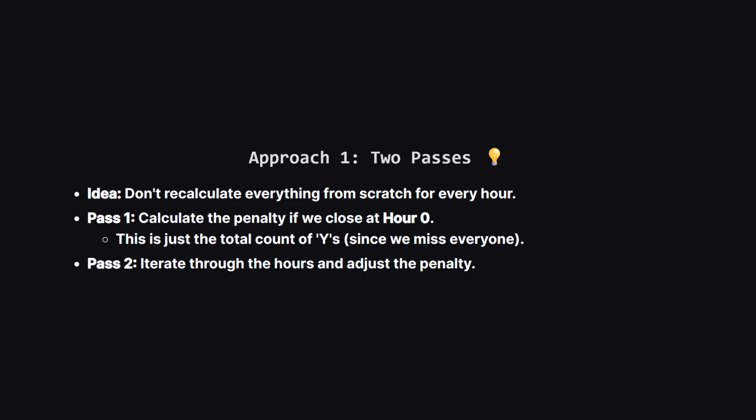A brute force approach would calculate the score for every possible closing time separately, which would be too slow, like doing the work over and over again. Instead, notice that moving the closing time by 1 hour only changes things a little bit. We start by calculating the penalty if we closed at hour 0. This is easy. It's just the total number of Y's in the string, because we'd miss every single customer.